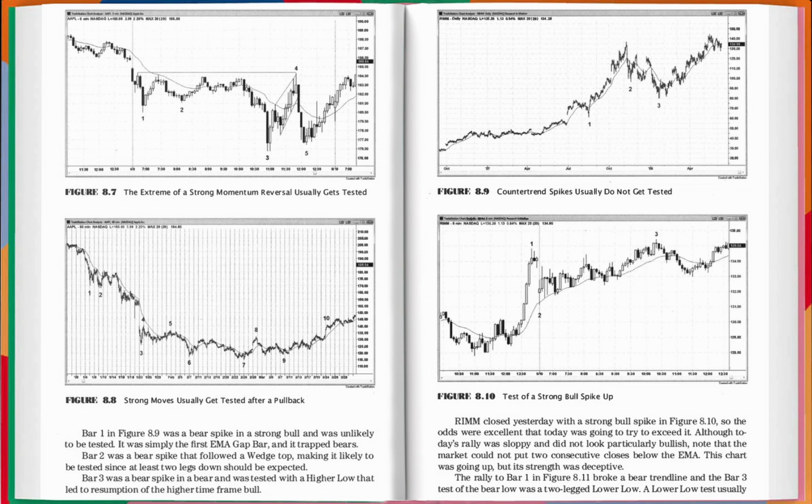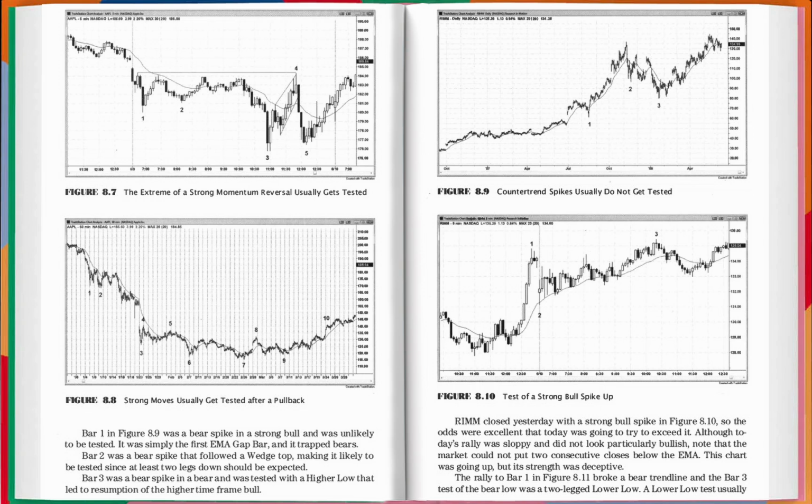RIM closed yesterday with a strong bull spike in figure 8.10, so the odds were excellent that today was going to try to exceed it. Although today's rally was sloppy and did not look particularly bullish, note that the market could not put 2 consecutive closes below the EMA. This chart was going up, but its strength was deceptive.